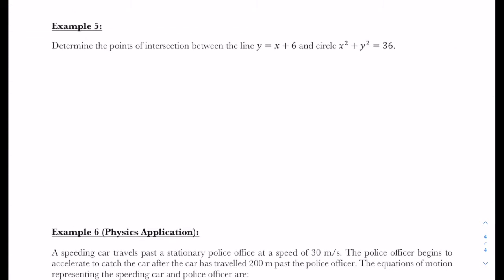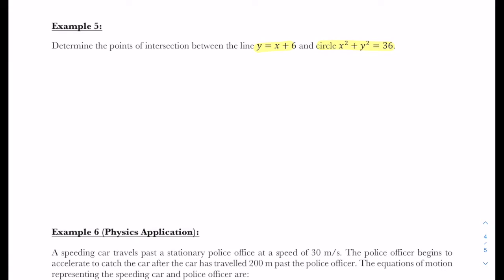In example 5, we're asked to determine the points of intersection between the line y equals x plus 6, and to make it a little more interesting, the circle x squared plus y squared equals 36. So we're asking where a line can cross a circle. The strategy we're going to use is very similar to what we've used before for determining where a line crosses a parabola. Let's think about all the different ways that a line could cross a circle.